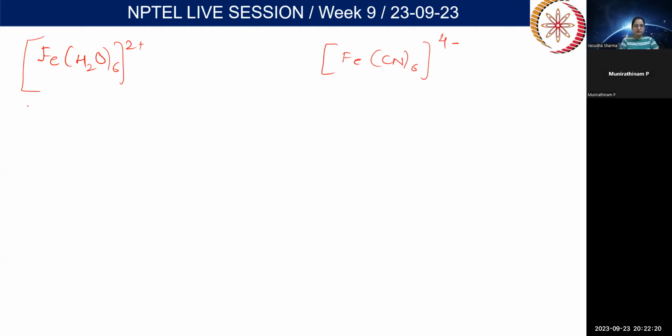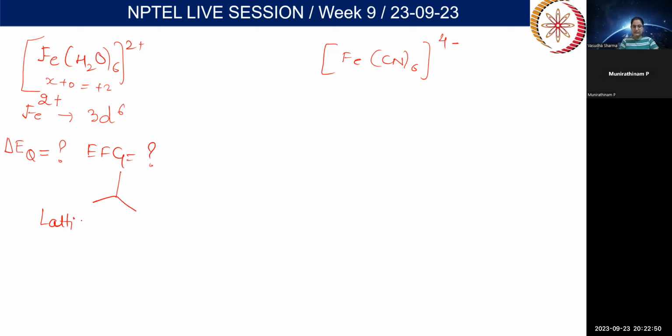Iron in water: firstly, because water does not have any charge, iron is in the +2 state. X plus 0 is equal to +2, that we just calculated. Iron in +2 is 3d6, right? When 3d6 is there in the octahedral environment, firstly we need to ask whether delta EQ will be there or not. For this, whether an electric field gradient is there or not. And for this particular thing, we need to see whether lattice contribution and valence contribution are there or not.